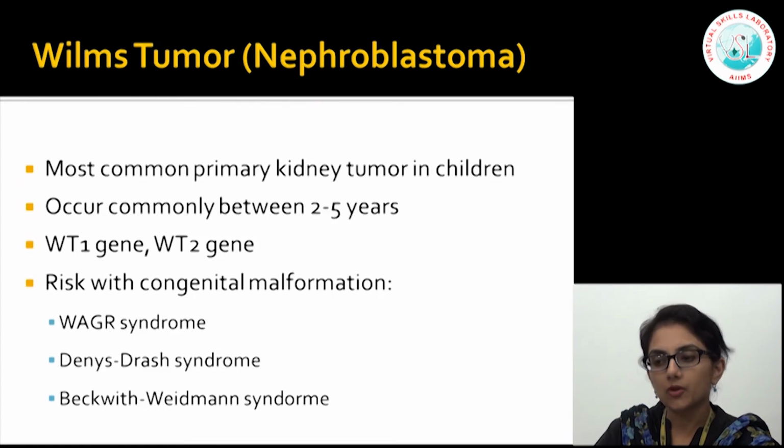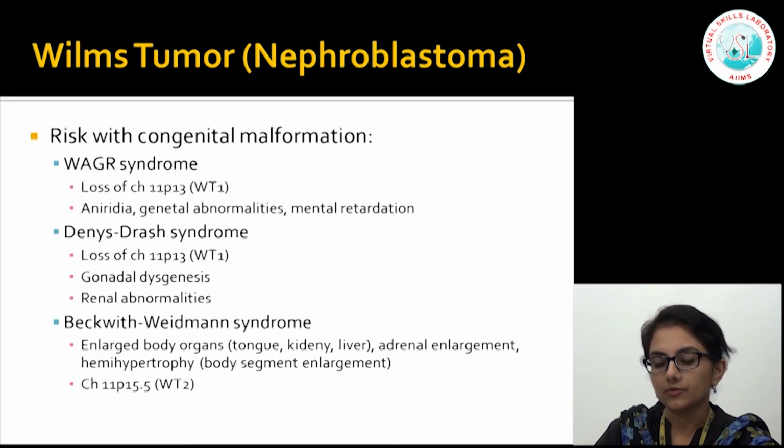Wilms tumor is the most common primary kidney tumor in children, occurs commonly in the age group of 2 to 5 years, and is associated with mutations in the WT1, the Wilms tumor 1 gene. There are 3 important syndromes which are associated with Wilms tumor gene mutations, and they tend to have a risk of Wilms tumor and a variety of congenital malformations. So let's look at the first syndrome, that is the WAGR syndrome.